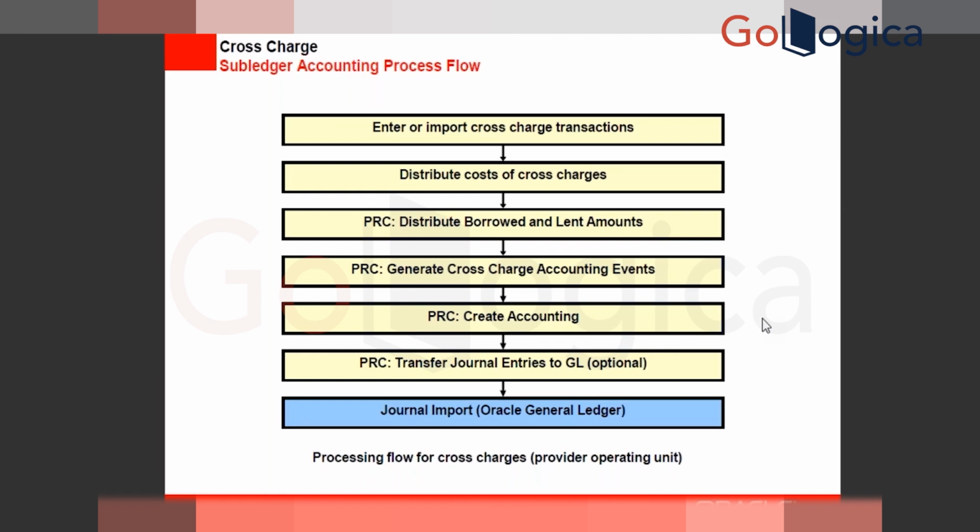Yeah, so this is the cross charge accounting events, a separate program for it, and PRC create accounting the same thing, and after that PRC transfer journal entries to GL. It's a normal process again. Only exclusively we are going to run two steps extra here: distribute borrowed and lent amounts, and generate cross charge accounting events. So these are the sequence of programs which we need to run.